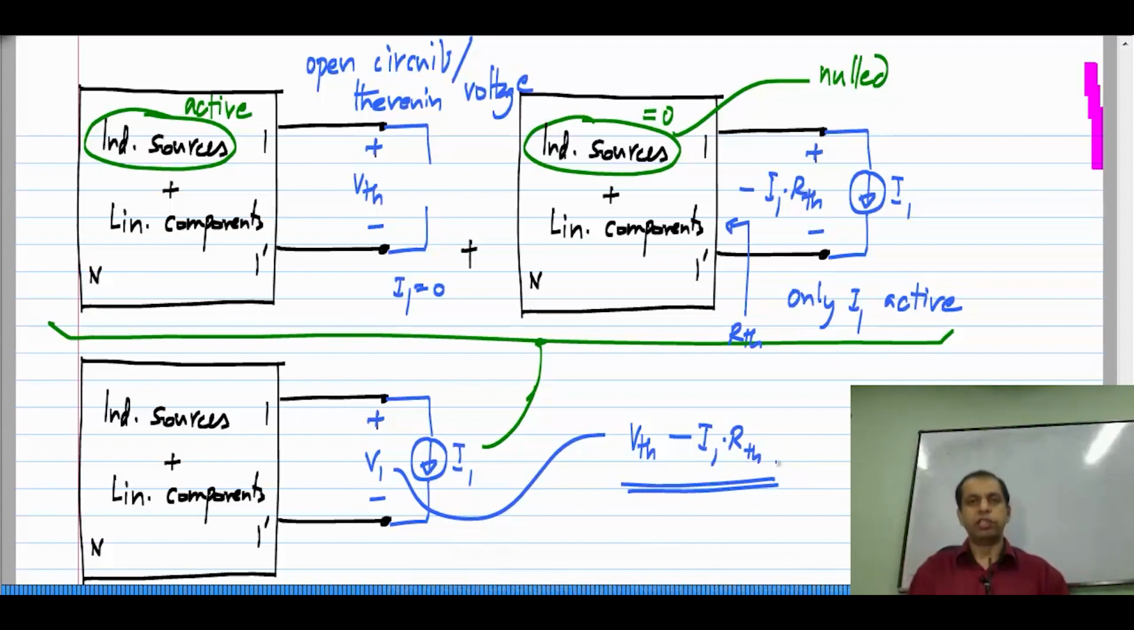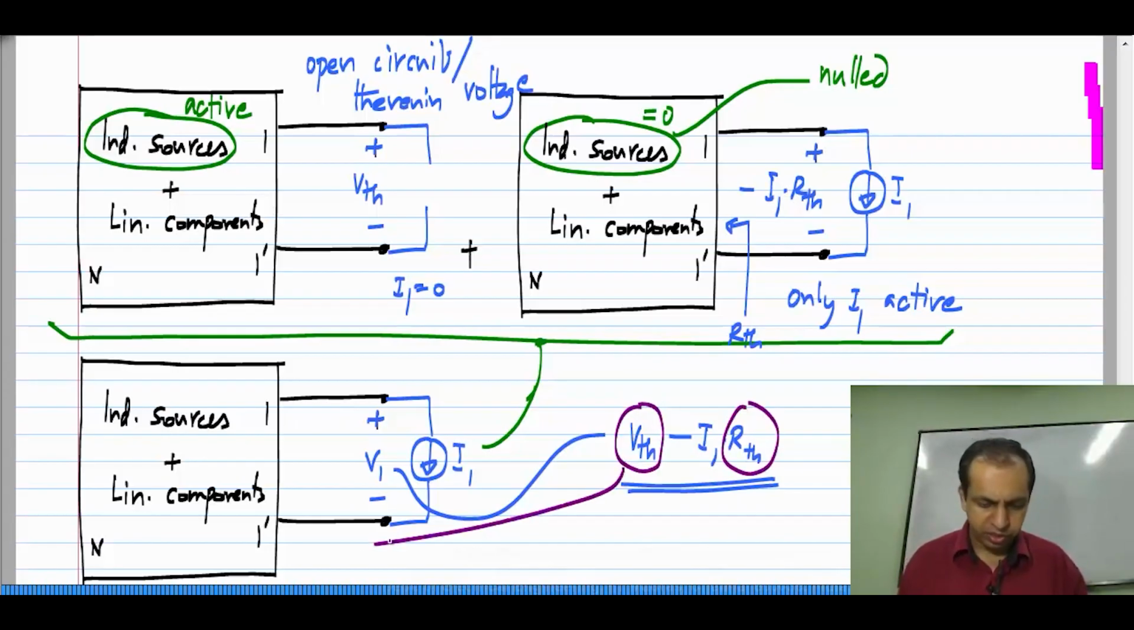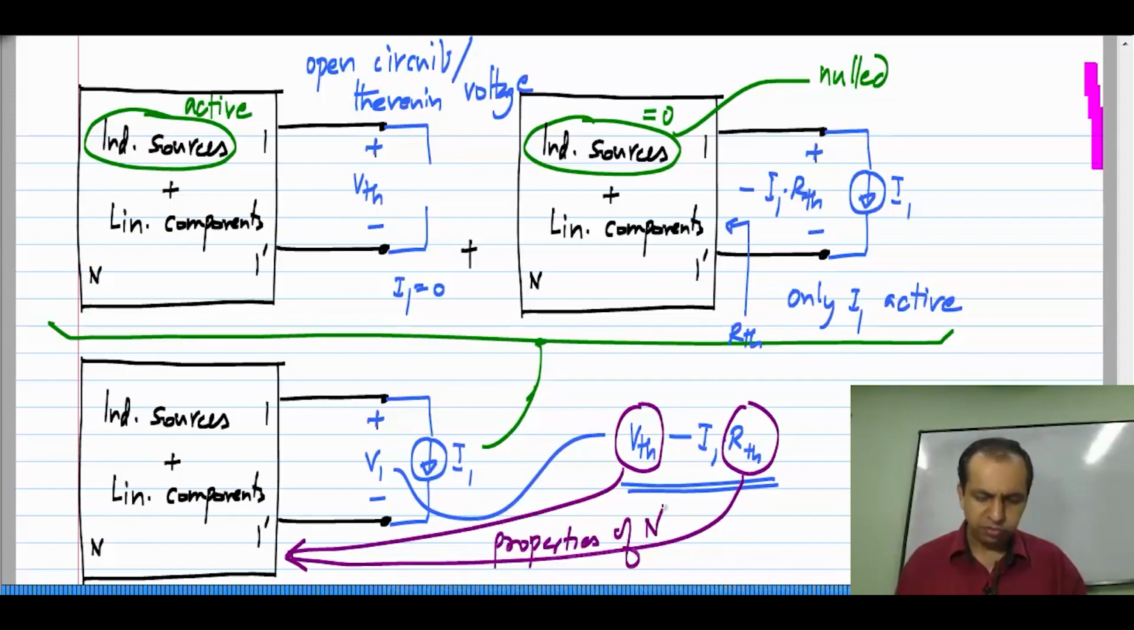Okay. Now, this is true regardless of the value of I 1, because V t h and R t h are simply properties of N. Okay. So, to emphasize that, let me show that V t h and R t h both are properties of N. Okay. Now, what use is all this?